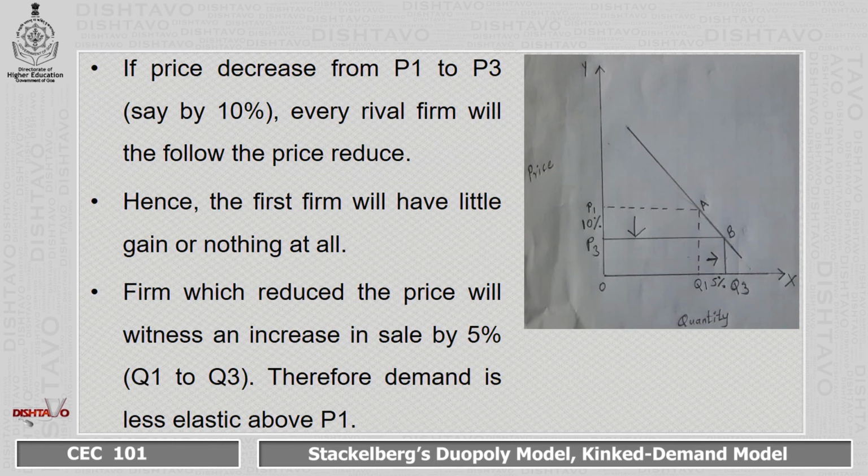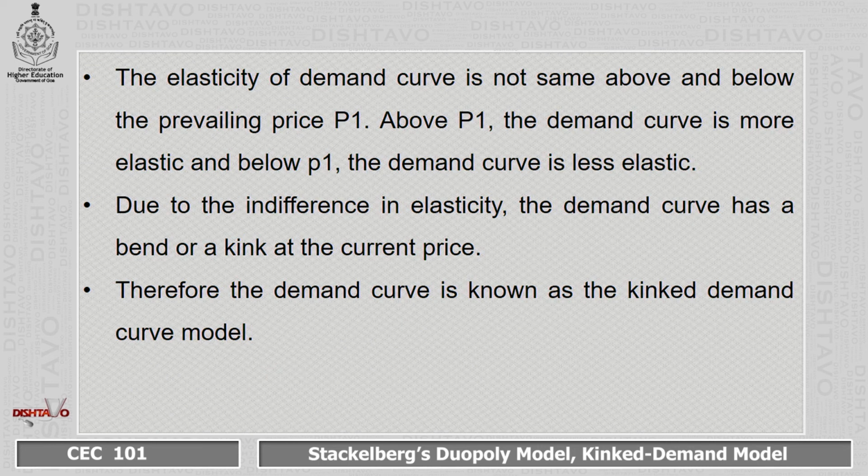If price decreases from P1 to P3, say again by 10%, every rival firm will follow the price decrease. Hence, the first firm will have a little gain or nothing at all. The firm which reduces the price will witness an increase in sales by only 5%, that is Q1 to Q3. So the demand curve here is less elastic, which is below the price P1.